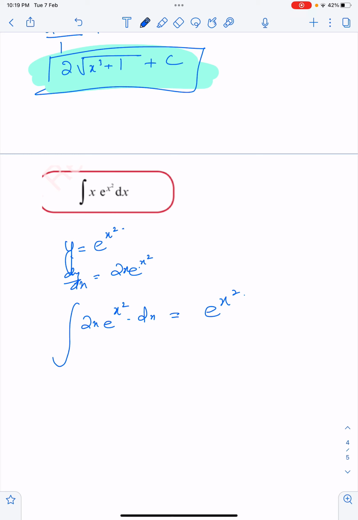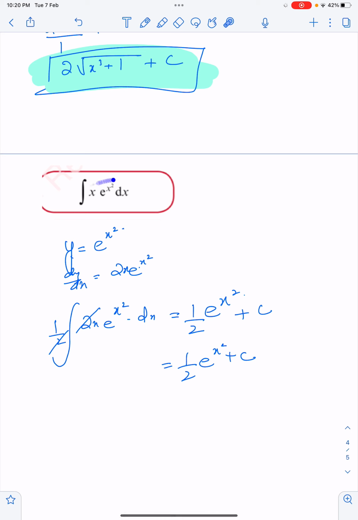Now if you compare this with the question, you don't have this 2 here. So if I want, I can get rid of this 2, and I can multiply by half so that it is cancelled. So I have to write half here as well, plus c. So the answer is going to be half e to the power x squared plus c.